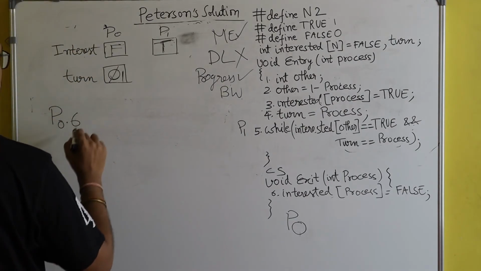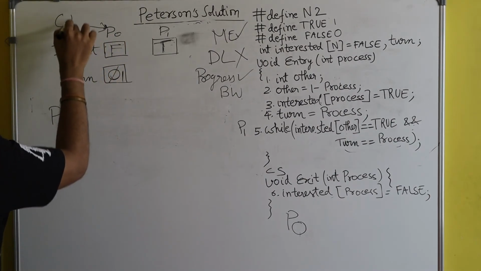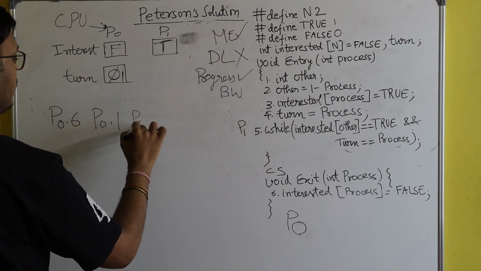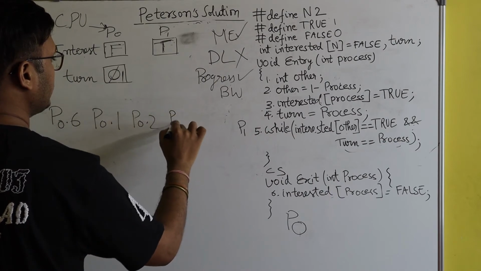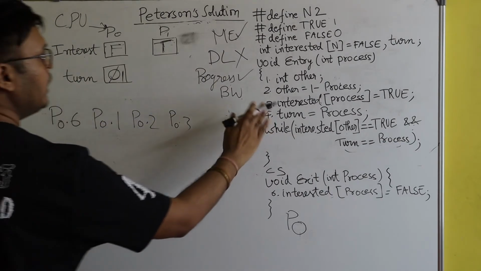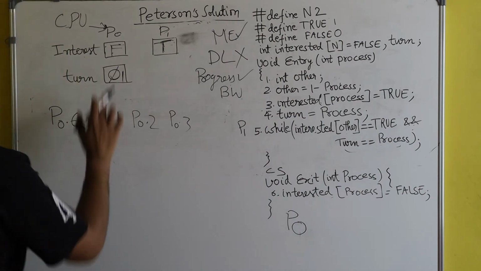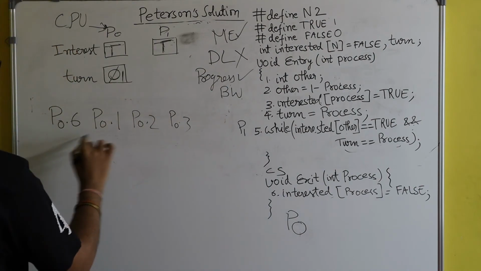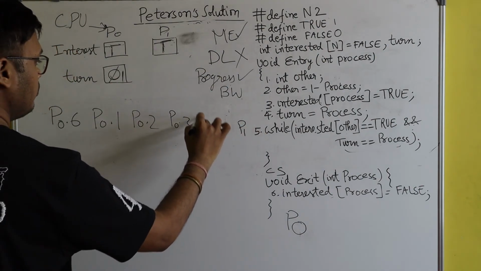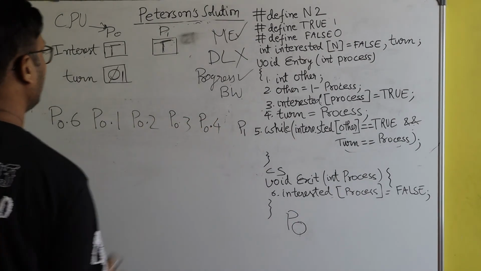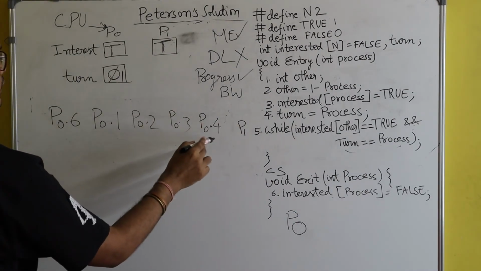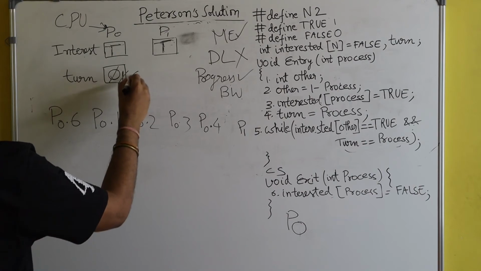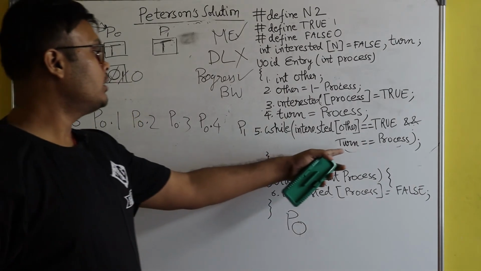Now process P0 has again got the CPU. Process P0 will execute line number 1, line number 2, and line number 3. Line number 3 means interest of process is true, so again process P0 is interested. Now process P0 will execute line number 4, P0.4. It means process P0 will set the turn value: turn is equal to process, which means turn is equal to 0. Now turn is equal to 0.